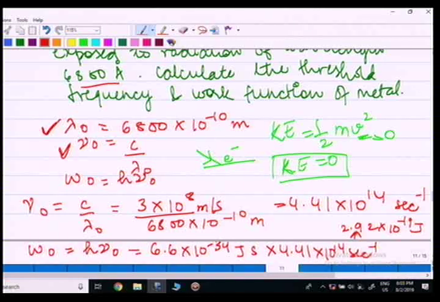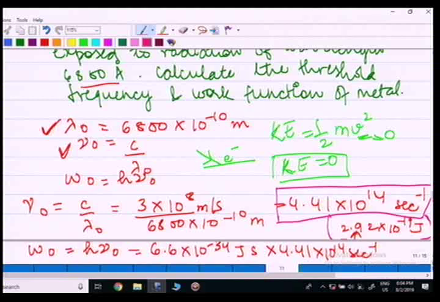Are we all on the same page? Students, if any of you have any doubt, please let me know. So, the two final answers that you have are threshold frequency will be 4.41 into 10 to the power 14 per second, and your work function will be 2.92 into 10 to the power minus 19 joules.